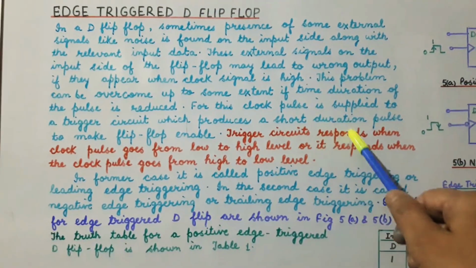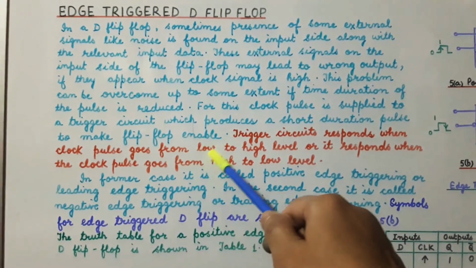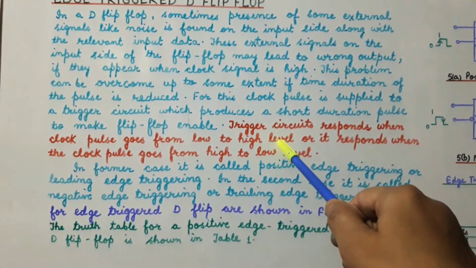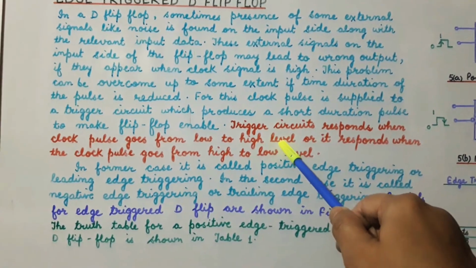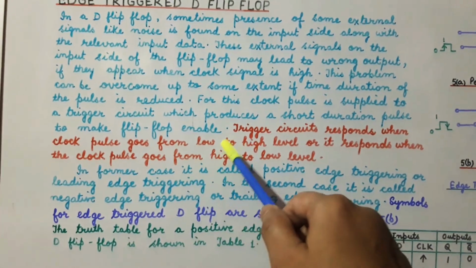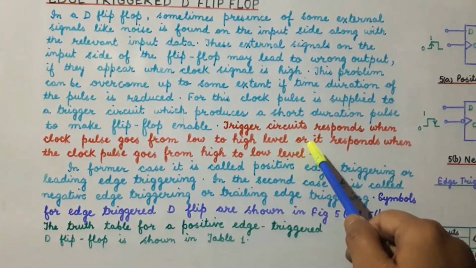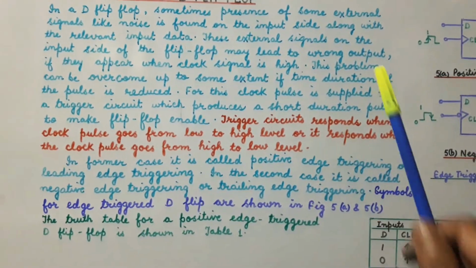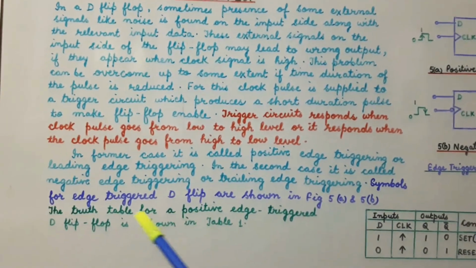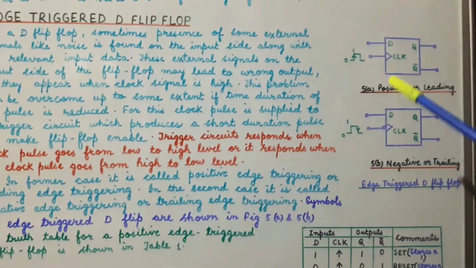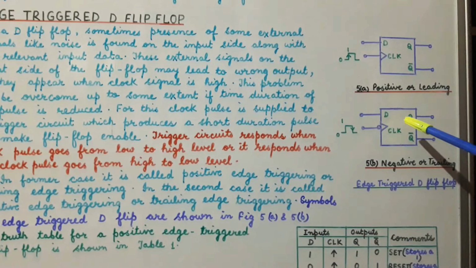If the trigger circuit responds when the clock pulse goes from low level to high level, then it is known as positive edge triggering or leading edge triggering. And if the trigger circuit responds when the clock pulse goes from high level to low level, then this type of triggering is known as negative edge triggering or trailing edge triggering. The symbols for the edge triggered D flip flops have been shown in figures 5A and 5B.